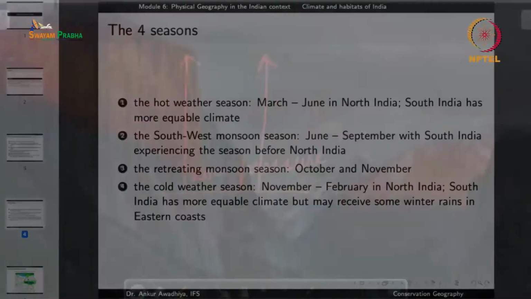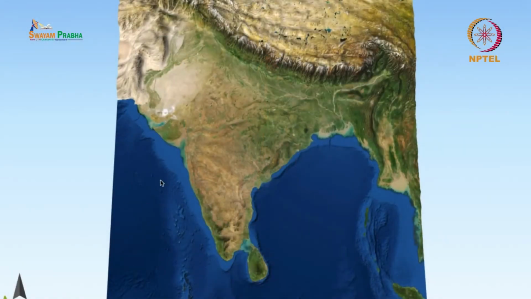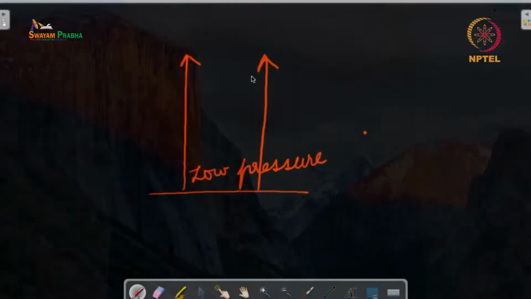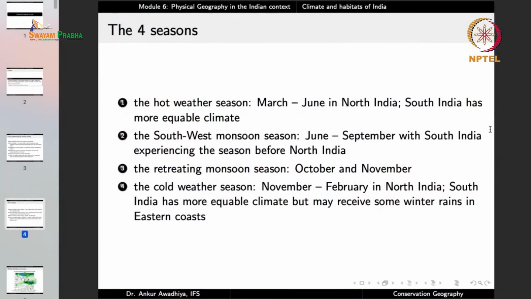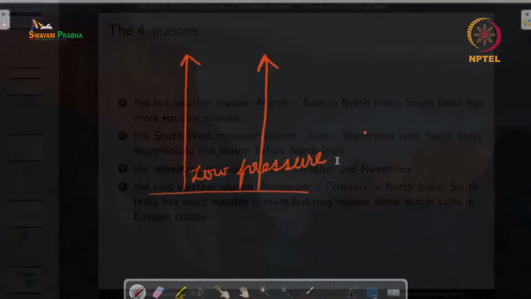And these winds, because they are coming from the seas, if you look at this portion, here we have the Arabian Sea, and in the summer seasons you have high temperatures here. So, the winds that move over these waters, they carry with them a lot of moisture. So, these are moisture bringing winds, and they cause an intense amount of rainfall all over the country. So, South India experiences the season before North India, but essentially these winds traverse all of the country.